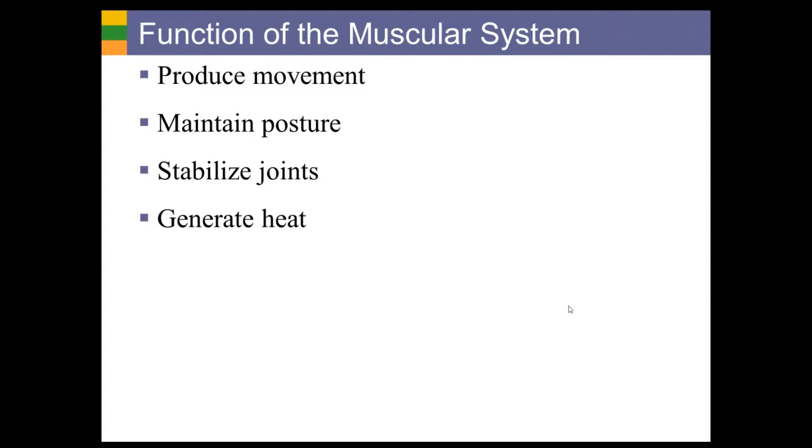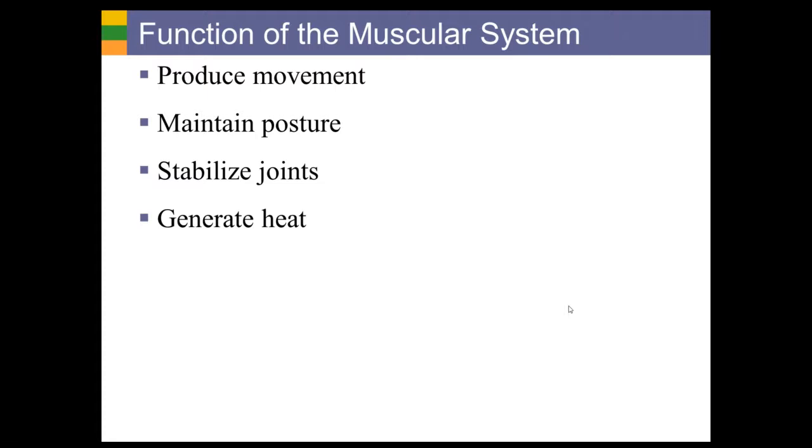Maintaining posture. I know we don't think about this, but all day long, the muscles in the back of your neck are allowing you to hold your head up. You may be sitting right now, but your ability to sit up is mainly due to muscles in your abdomen, in your back, that are contracting and allowing you to sit up. So the muscular system helps you maintain posture. Muscles cross joints, and not only do they move those joints, they also help stabilize those joints. So that's another function of the muscular system.